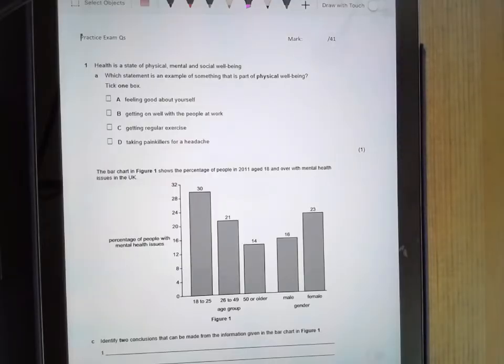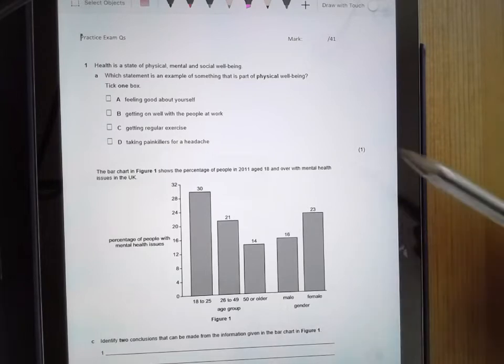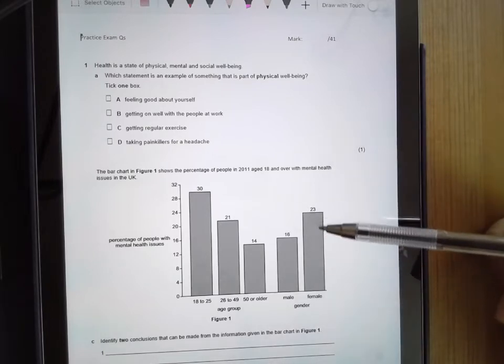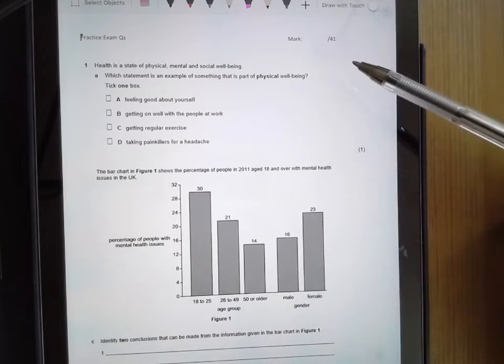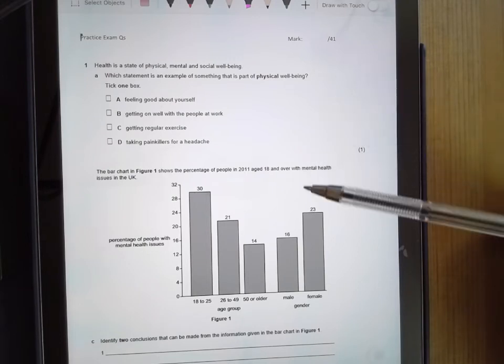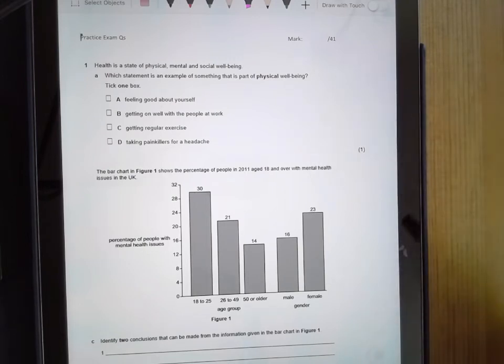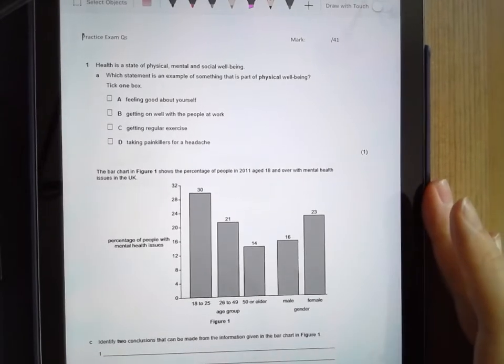So what we're going to do now is actually practice answering some exam questions together. I've put together questions just based on what we've done in the last 2 lessons. There's 41 marks of exam questions here. I'm going to show you the exam question on the screen. I want you to write down the answer in your book. You don't need to take down the question, just write down the answer, and then you're going to mark each question as you go along.